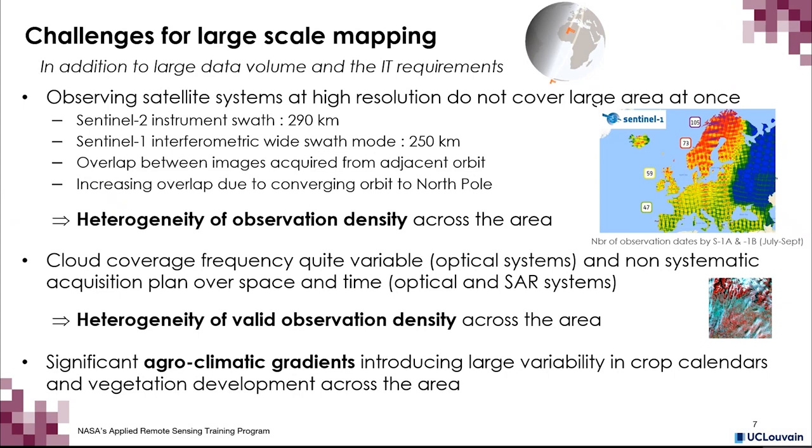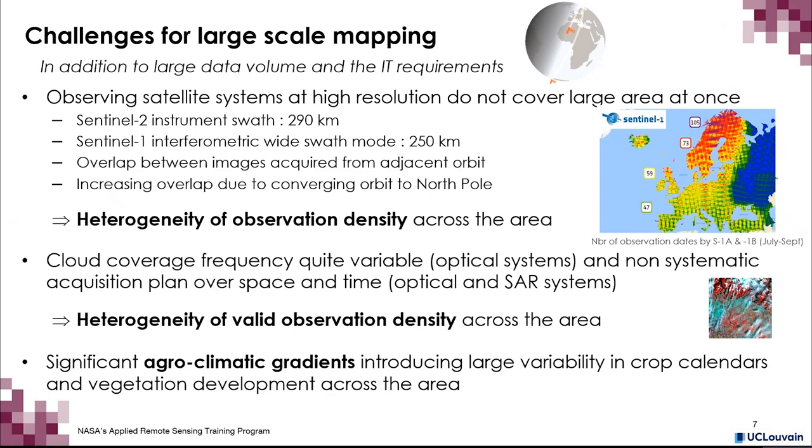This geometrical feature defines the heterogeneity of observation density across the area. The second challenge is related to the cloud coverage frequency, which is, as you know, quite variable and will limit the valid observations recorded by optical systems. In addition, the non-systematic acquisition plan of SAR systems and some optical systems will introduce some variability in coverage over space and time, meaning that, combining all, we will have a large heterogeneity of valid observation density across the area, partly due to the geometrical effect, and secondly due to the cloud coverage and the non-systematic acquisition plan.